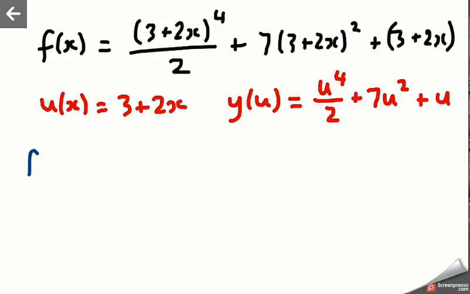So f prime of x is equal to y prime of u. Well, y prime of u, we'll bring the 4 down. It's going to be 4 divided by 2 times u to the power of 3. So 4 divided by 2 is 2. So 2u cubed.